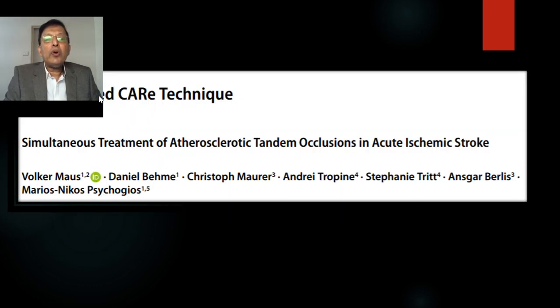The other is a new technique, the revised CARE technique, where you do a simultaneous treatment of the atherosclerotic tandem occlusion on the same wire. The technique is a modification: you deploy the stent retriever, take out the microcatheter, and use the wire of the stent retriever to stent the carotid lesion. By the time you wait for 5 minutes for the stent retriever to engage the clot, you do the carotid stenting also. That is a modification of a new technique which has been suggested.